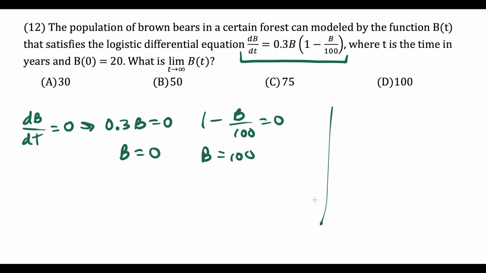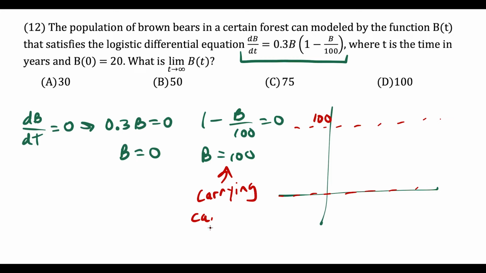And then what we could do is draw a little sketch here. A logistic differential equation kind of looks like it's in the shape of an S. So it goes up in an S shape, and then it switches concavity right at the halfway point. Looking at this here, B equals 100 represents our carrying capacity. This is just throwing out some common vocab here. The carrying capacity is essentially the max value of the whole system, so the population of brown bears is not going to go past 100.